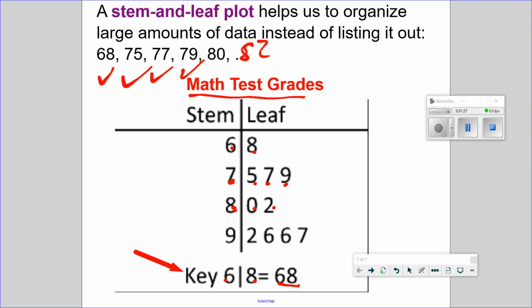How many grades are in the 90s? 4 grades are in the 90s. Can you list out the 4 grades in the 90s? 9, 2, which is 92. 9, 6. 9, 6. And 9, 7.